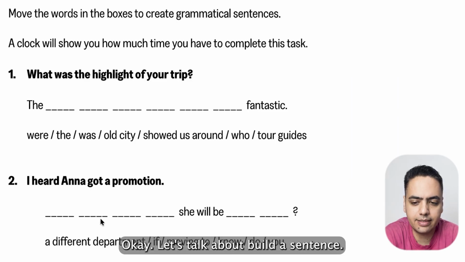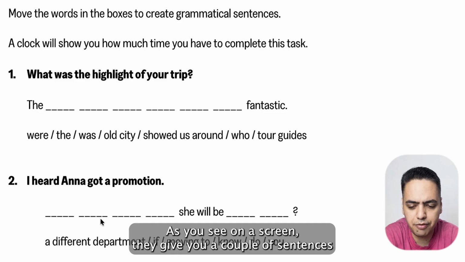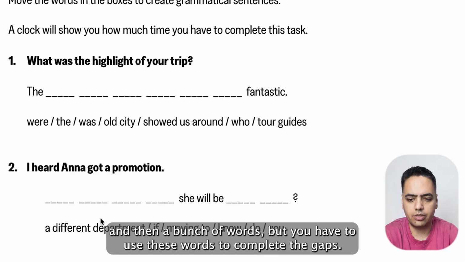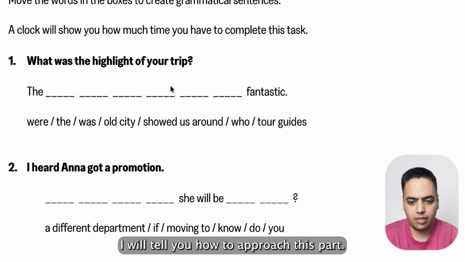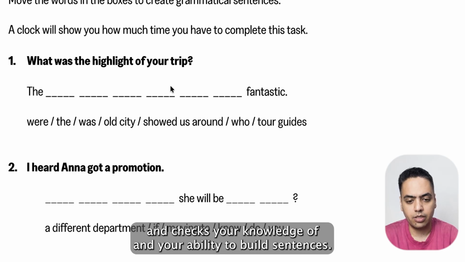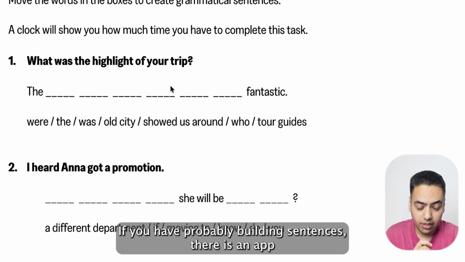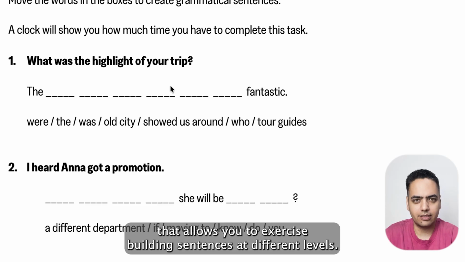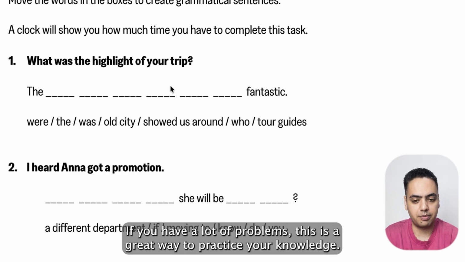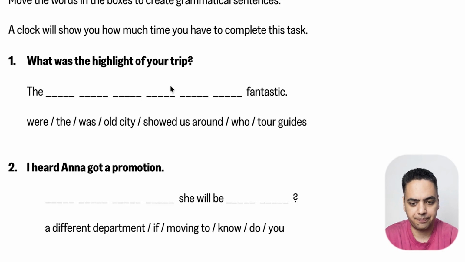Okay, let's talk about build a sentence. As you see on the screen, they give you a couple of sentences and then a bunch of words where you have to use these words to complete the gaps. I will tell you how to approach this part. But before we talk about it, remember, this part checks your grammar and your ability to build sentences. If you have a problem with building sentences, there is an app that allows you to exercise building sentences at different levels. I will put a link in the description. Please download it and practice that if you have a lot of problems. This is a great way to practice your knowledge.